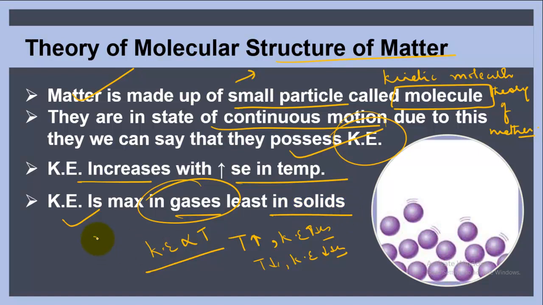The reason being, in solids the particles are very tightly packed, right? So they cannot move, so they don't possess that much kinetic energy. But in gases, the particles are far apart, right? They have a low force of attraction, so they are far apart and have a good amount of kinetic energy. Therefore they can move easily and possess higher kinetic energy in comparison to solids.